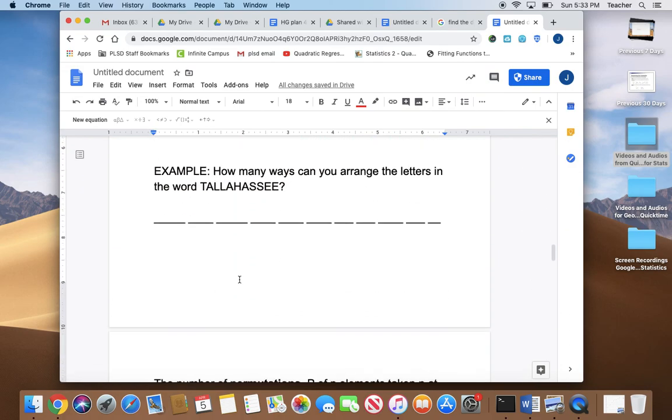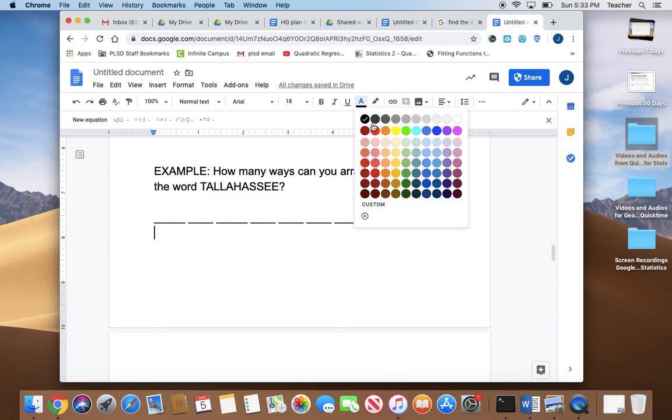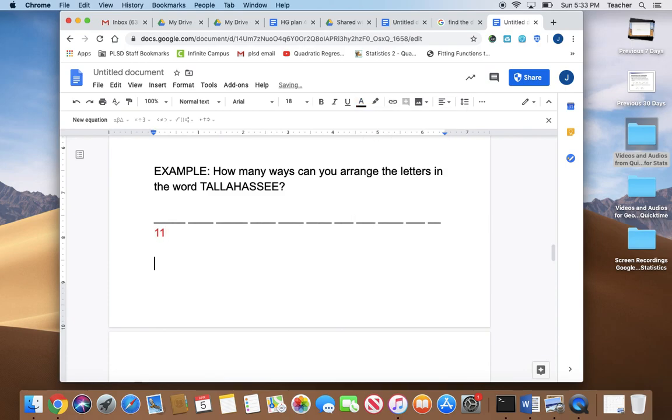So the last two examples I want to show you, this next example is a little bit different. It says, how many ways can you arrange the letters in the word Tallahassee? If I were looking at this like I did the other problems, I would say I have 11 choices for the first letter, because if I count, there are 11 letters in that word. And 10 choices for the second letter, and 9 choices for the third letter, and 8 choices for the fourth, and so on, just like I did before.